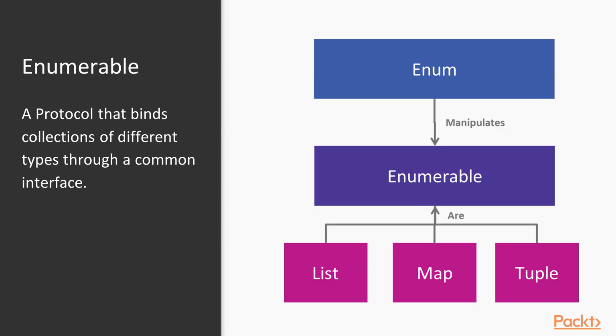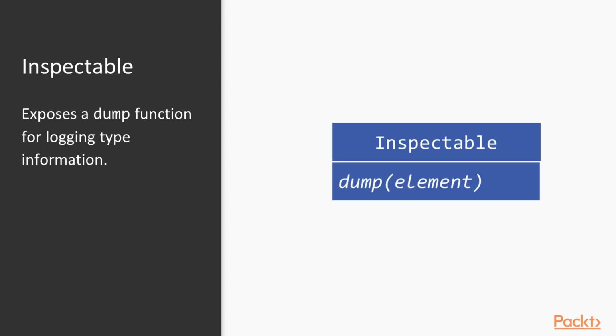One of the most well-known protocols, and the one we explored in the previous section, is the Enumerable protocol. Enumerable defines a series of functions that must be implemented for the collection types in order for them to be used by the Enum module, which expects the underlying types to be enumerable. This way, we can interchangeably use the Enum module functions on lists, maps, and tuples, for example. To see Elixir protocols in action, we'll be defining our own protocol, Inspectable, which will expose a single dump function, whose purpose is to log information on the data type that implements it.